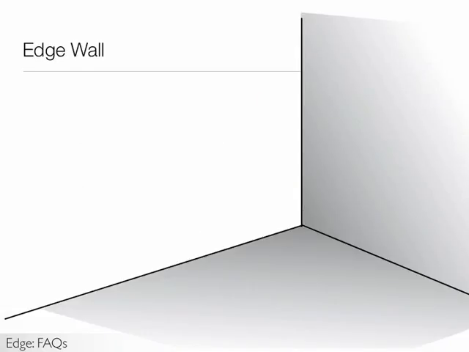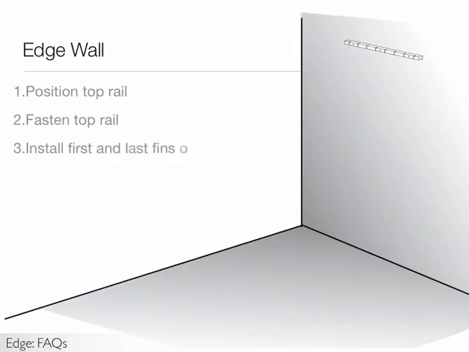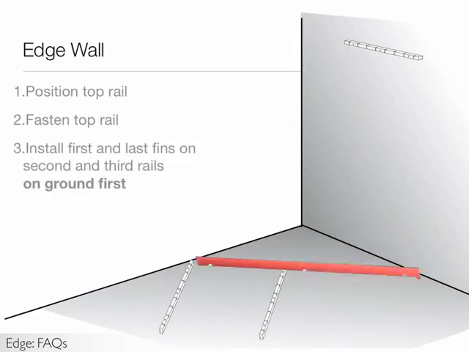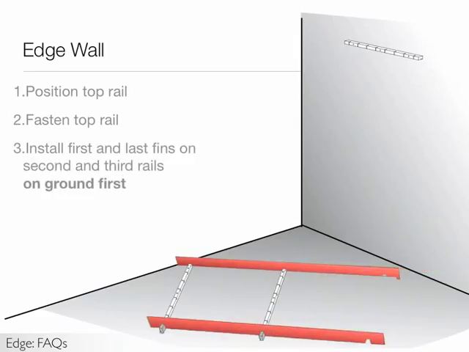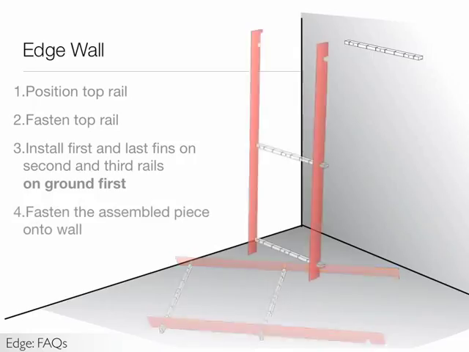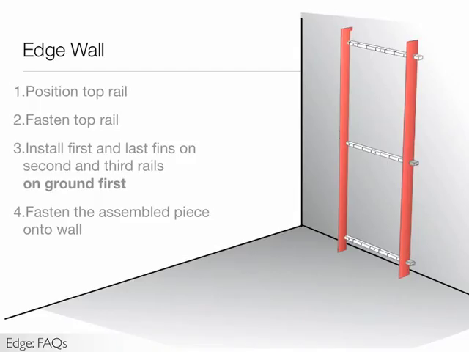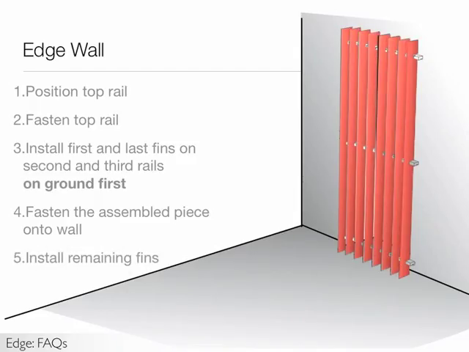For Edge wall, the first step is to position the top rail. The second step is to fasten the top rail. Third, you install the first and last fins onto the second and third rails on the ground first. This will help to keep the rails and fins aligned before fastening them to the wall. For the fourth step, you fasten the entire assembled piece onto the wall. Then for the last step, you install all the remaining fins.